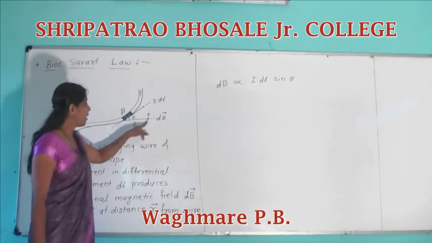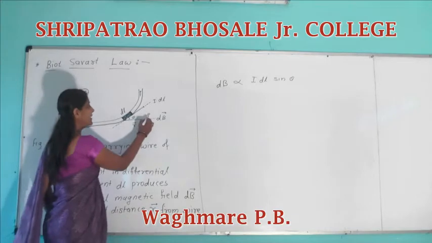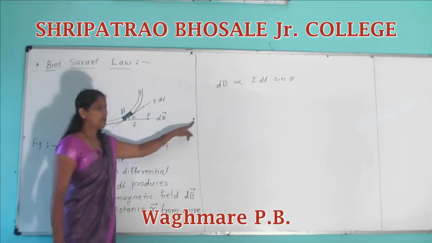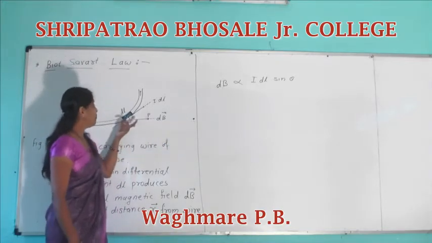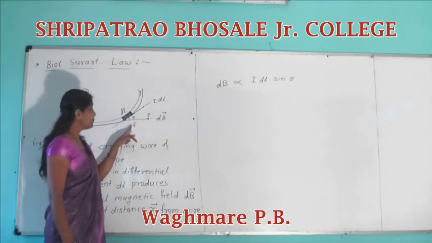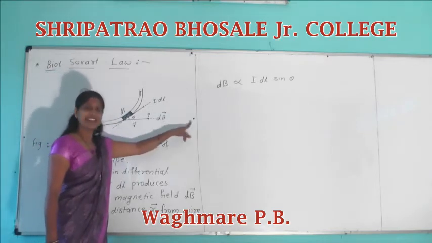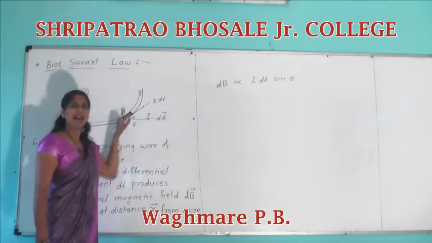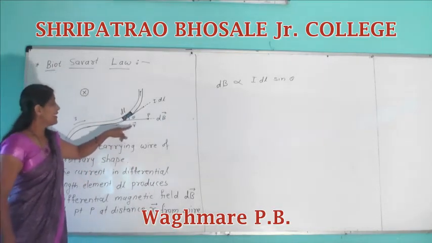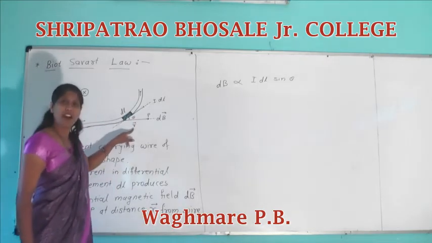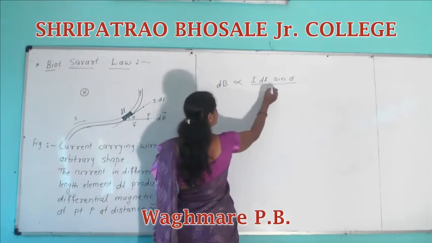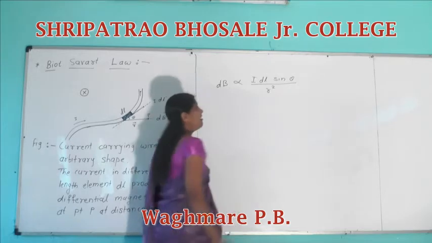As the distance of point P increases, if we take point P here, then the magnetic field at this point will decrease because the distance from the wire increases. As the distance increases, magnetic field decreases. It is inversely proportional to the square of distance. Therefore, we can write here dB is inversely proportional to the square of distance.